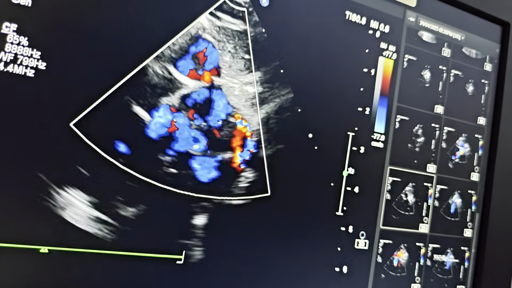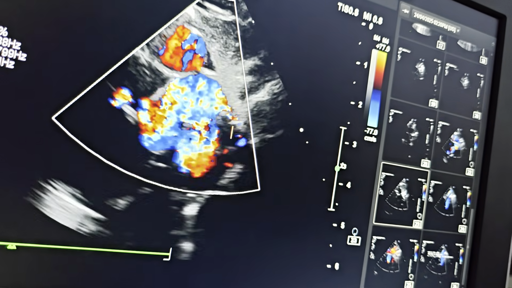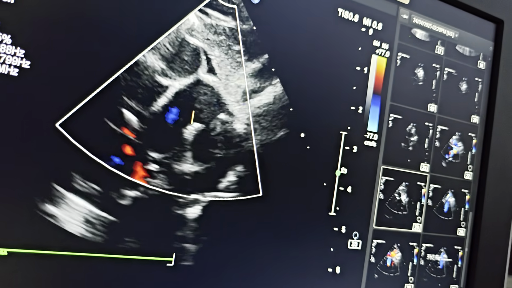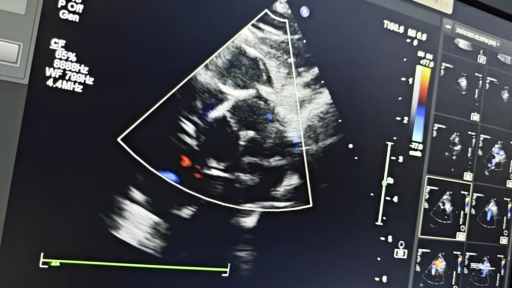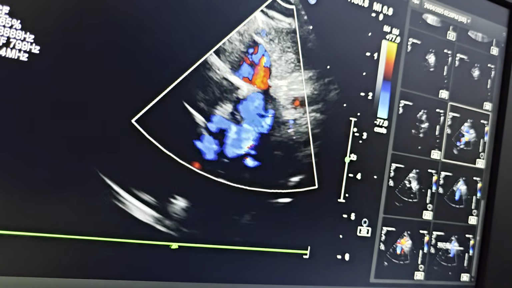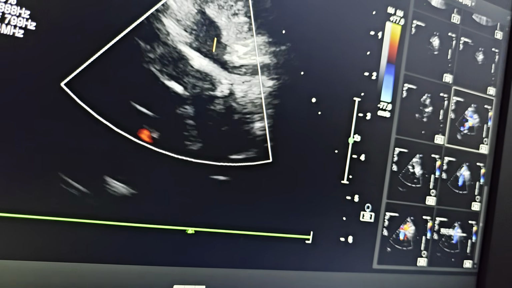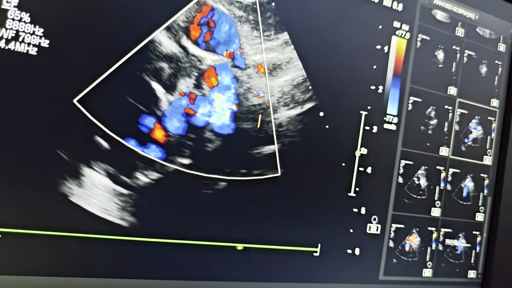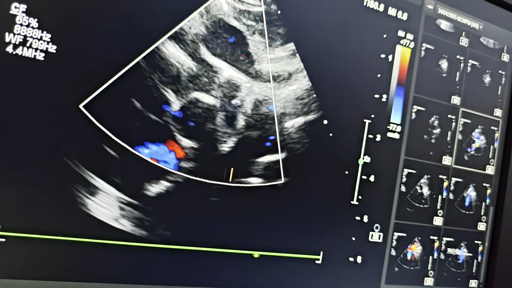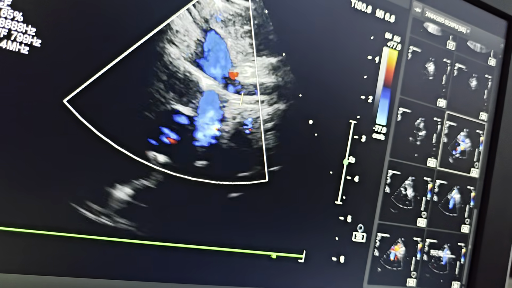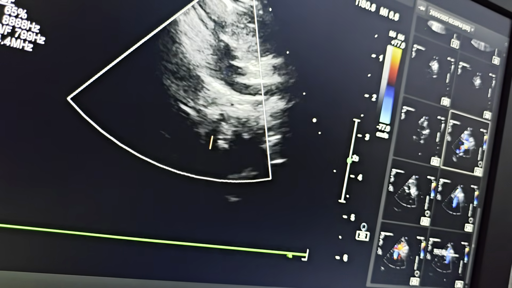You can see here, this is the PDA. This is the aorta, suprasternal view. This is the pulmonary artery. Again, this is the left subclavian artery. No communication between. This is the descending aorta. You see, this is the descending aorta, and this is the aortic arch. You don't find any communication between this one and the descending aorta.